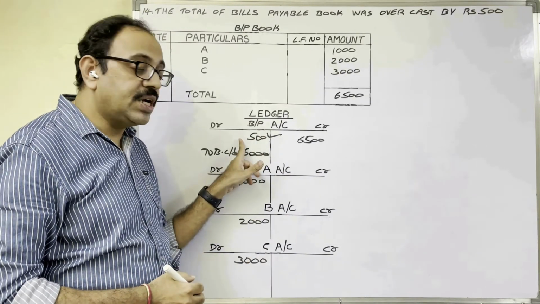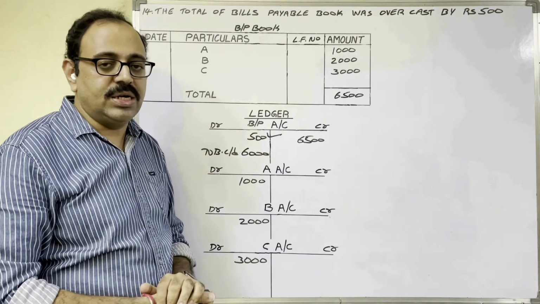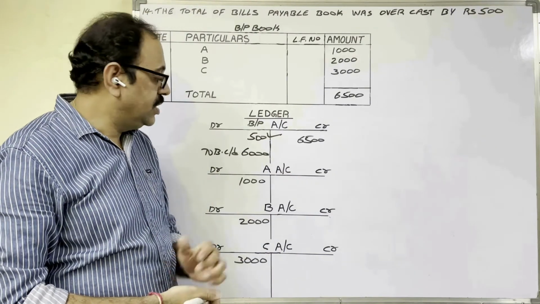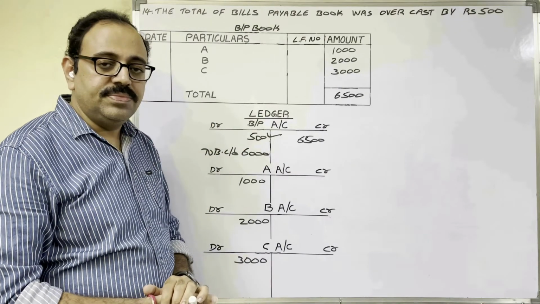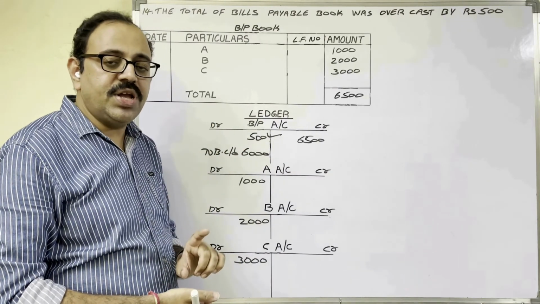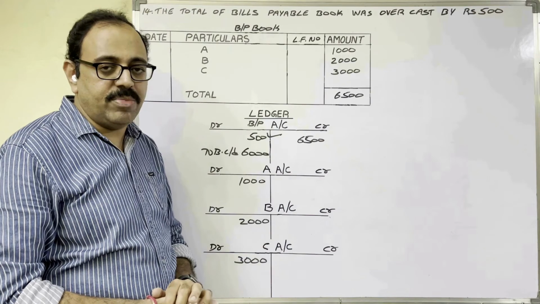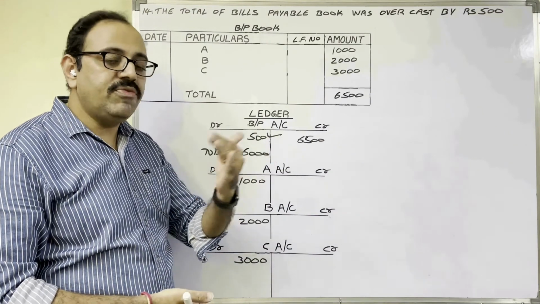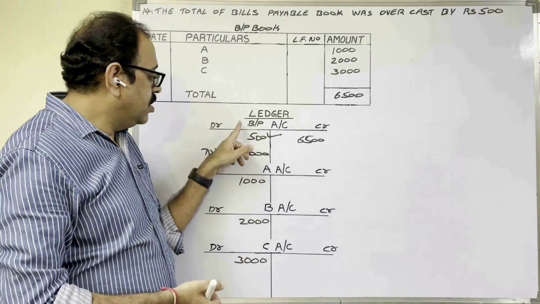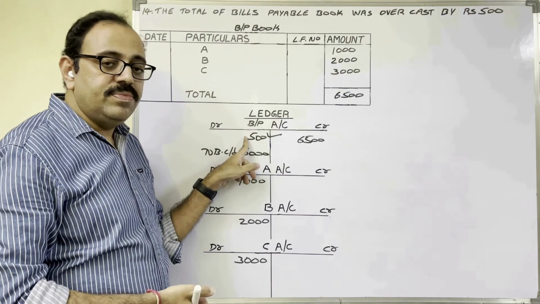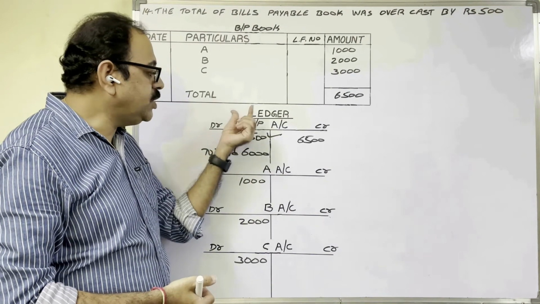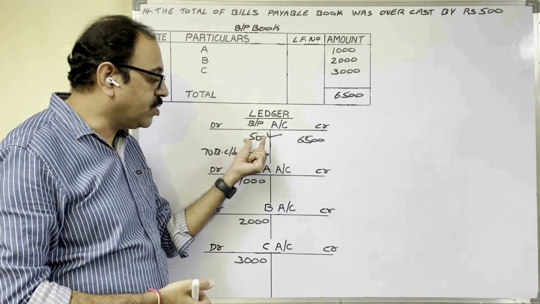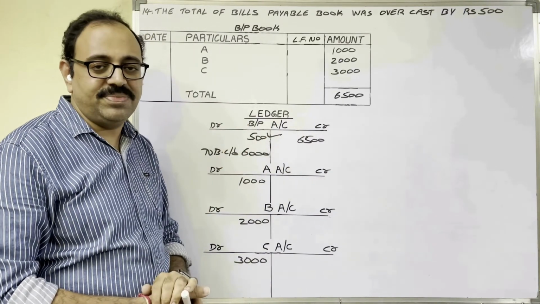Suppose this error is rectified before preparing trial balance. Write down a sentence: debit 500 in bills payable account. Suppose this rectification is done after preparing trial balance. Write down a rectification entry. Debit is bills payable, then credit should be suspense account. Entry is bills payable account debtor to suspense account, 500 and 500.